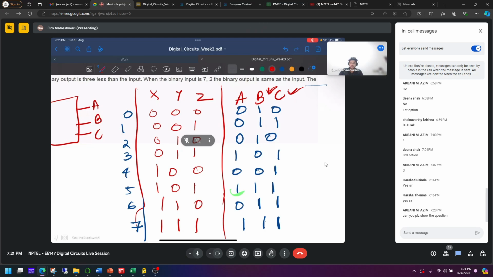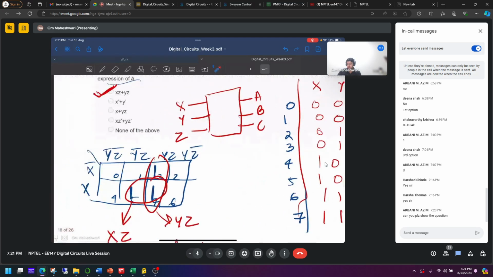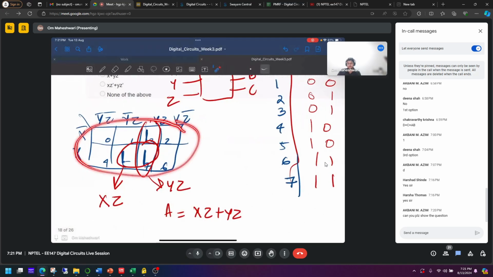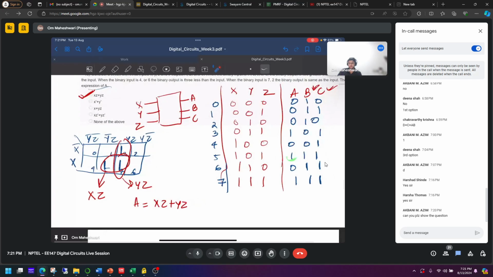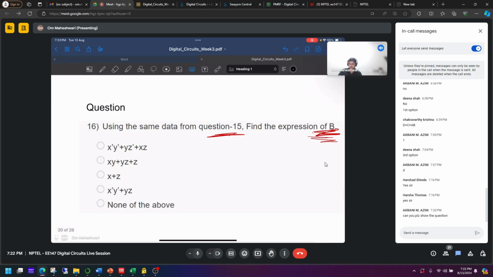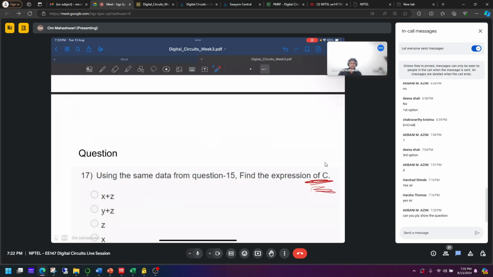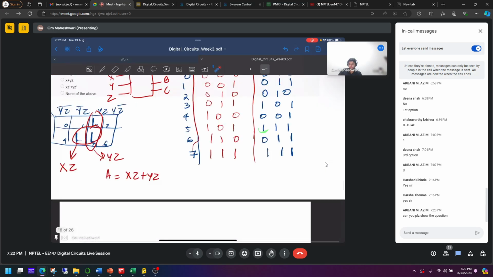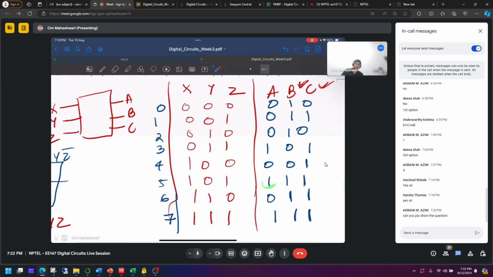Sorry, I think I was speaking on mute. Yeah. So what you have to do is find the expressions for B and then for C. Just like we did here for A, right? We made this truth table. We made this K-map from this truth table. Same thing you have to do for B and C. So that is the question. Find the expression for B and find the expression for C. So you just need this truth table.